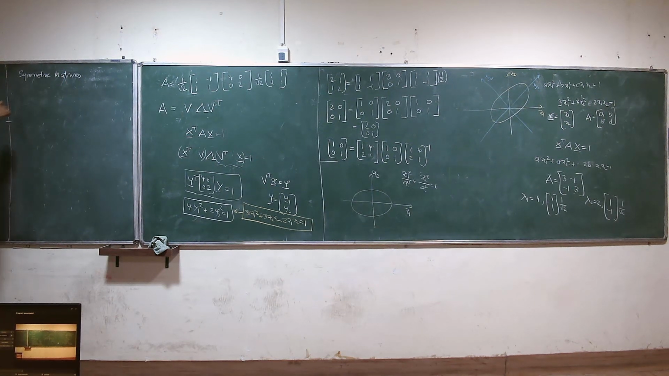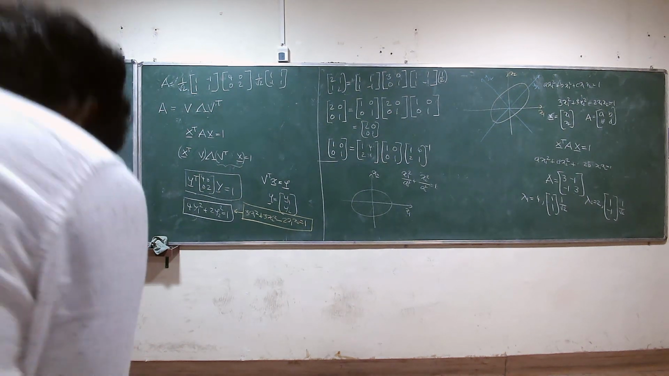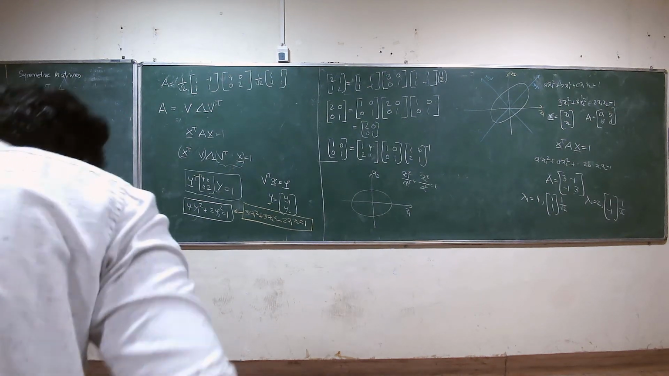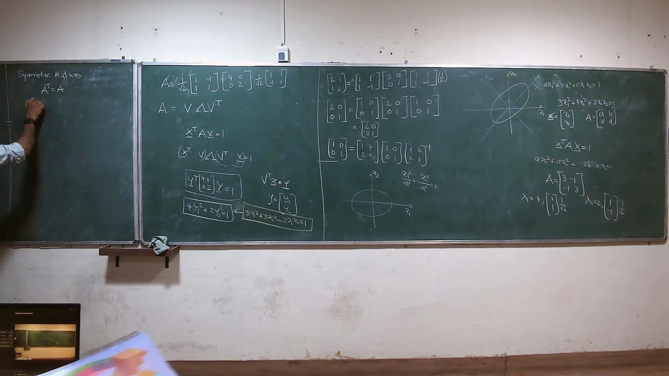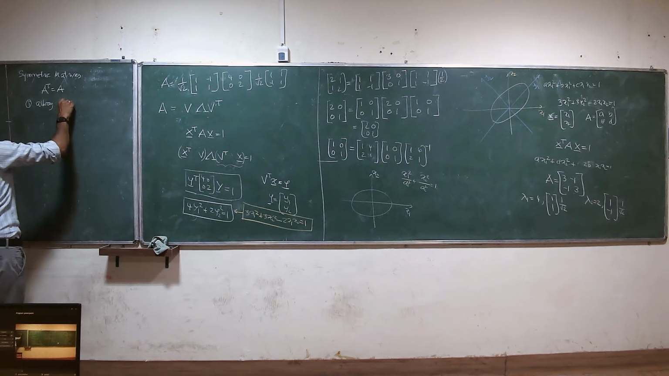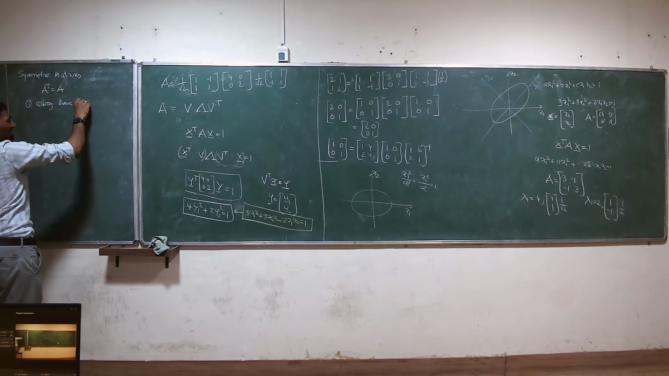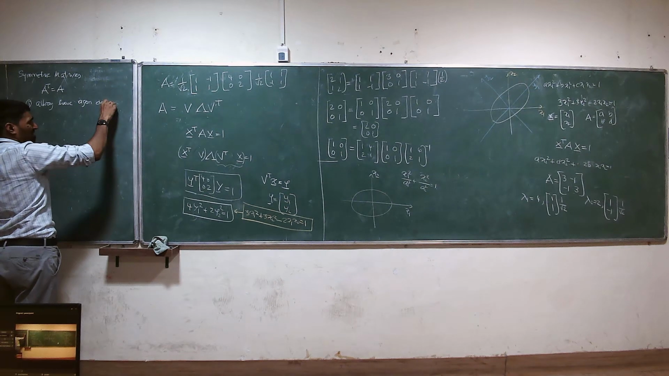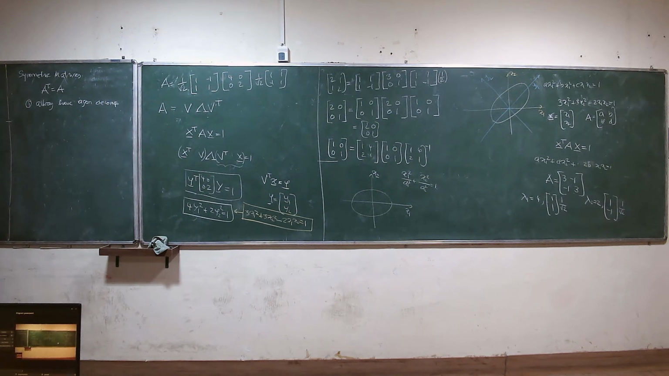Symmetric matrices, where A transpose equals A. It turns out symmetric matrices will always have an eigenvalue decomposition. That means we can always find a full set of eigenvectors for symmetric matrices.